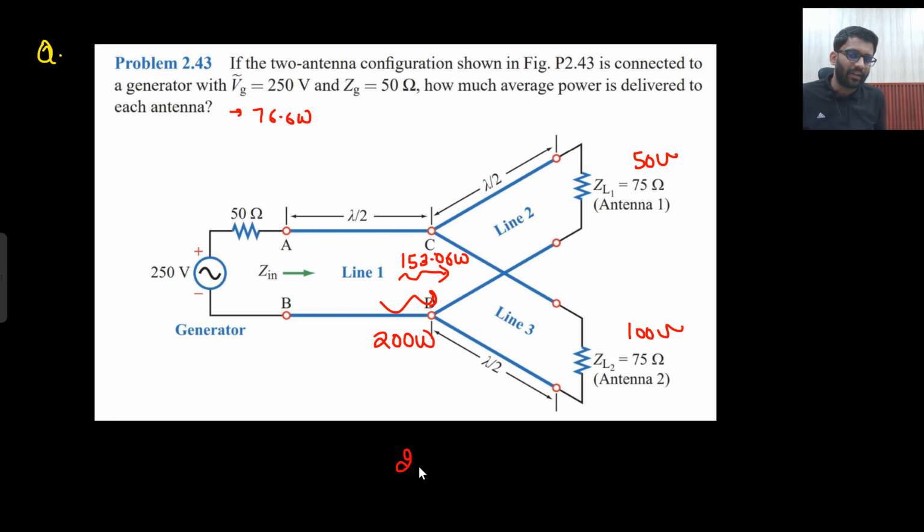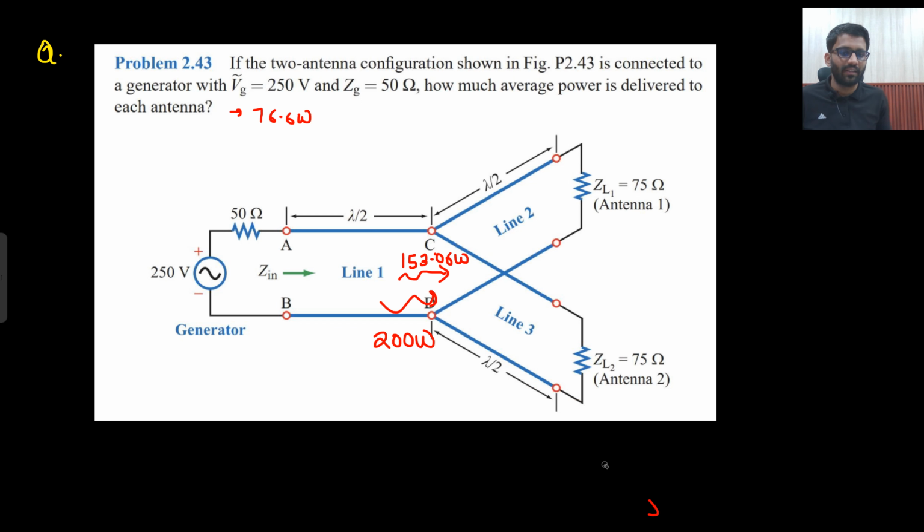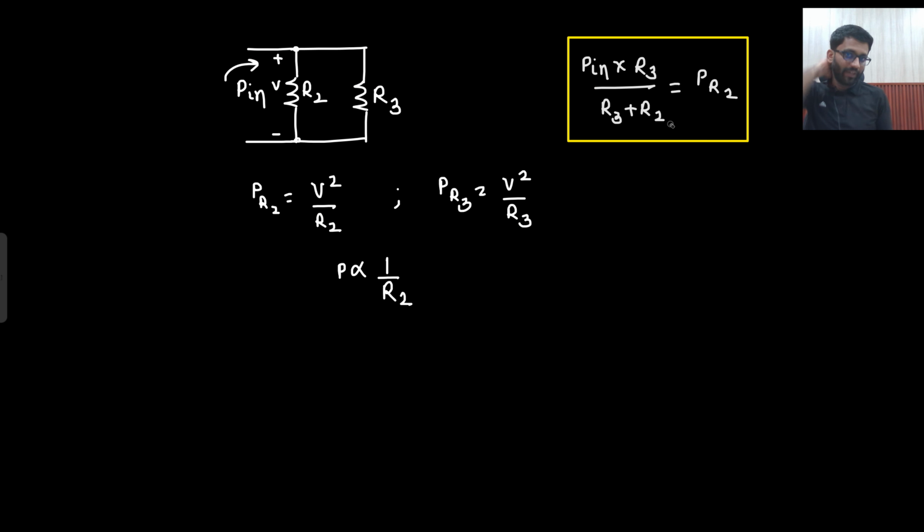This transmission line would be getting 200 into inversely proportion. In the inverse proportion I will be dividing 200 into 100 divided by 150. So this would be getting 2000 divided by 15 power, and the rest of the power will be given to the other one. Are you getting this point? Here luckily both were the same, so we were getting the answer very easily, right?